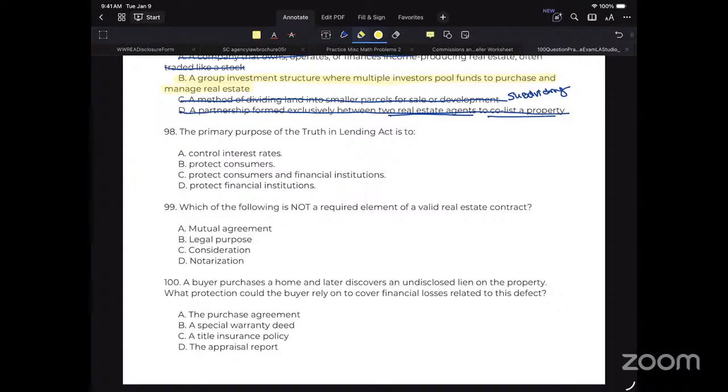I do like that. I think because a lot of times when I do this, we like to talk about why the wrong answers are wrong. We know that Truth in Lending isn't here to protect financial institutions, so we can eliminate this one and this one. We got a 50-50 chance of getting this right. To control interest rates, actually, it was in the news today. Who is it that messes around with our interest rates?